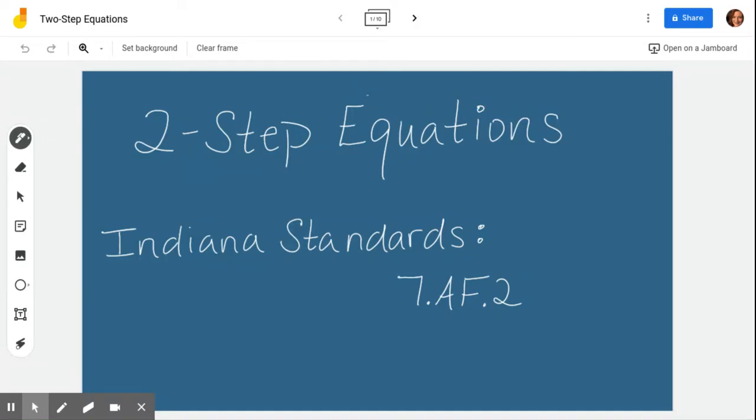We're going to work on two-step equations today. We are just going to focus on the seventh grade standard aspect of this. My advanced class, we might start going a little bit deeper into it as we overlap with the eighth grade standards. But for now, we're just focusing on the basics of the basics.